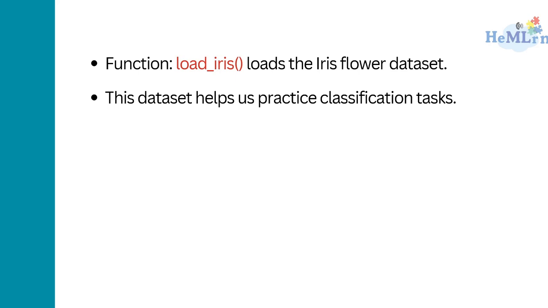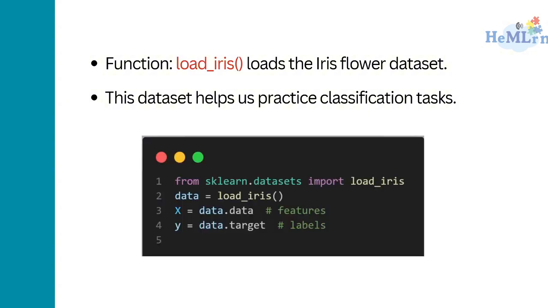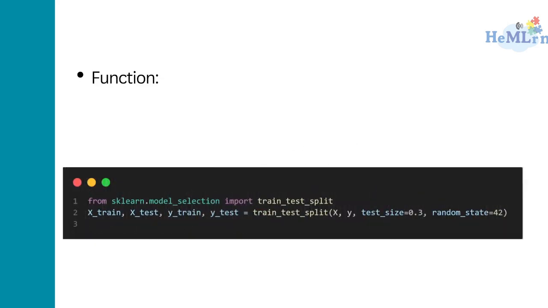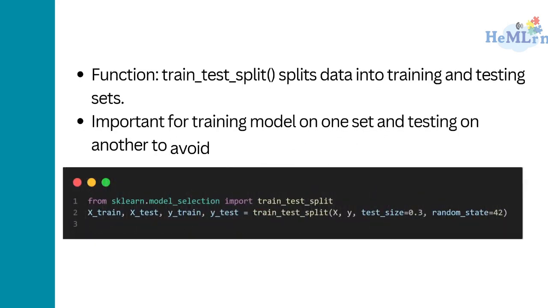We use load_iris for this linear regression implementation task. So load_iris provides a dataset for the linear regression. This dataset helps practice the classification task. And then next we want to split this data into training and testing. For this purpose, we use train_test_split from the scikit-learn library. It is important for training the model on one set and testing on another to avoid bias.